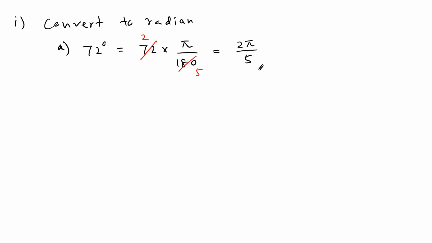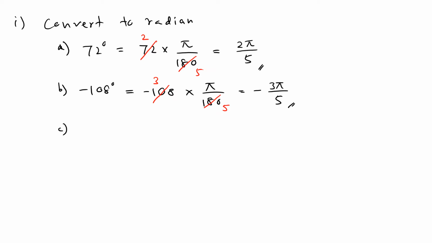Then part B, we have negative 108. This is negative 108 times pi over 180. Again, think about how to cancel these. You can see that there are 3 of 36 in 108, and there are 5 of 36 in 180. So that means it is negative 3 pi over 5.